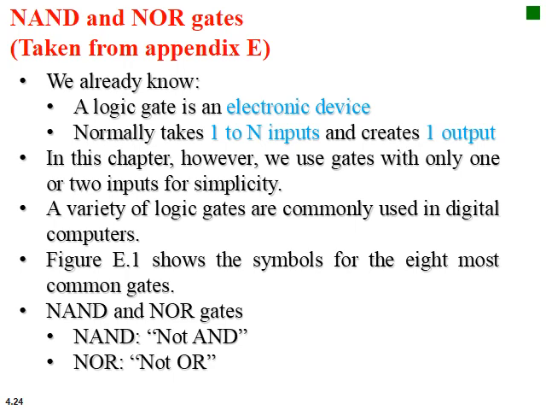A variety of logic gates are commonly used in digital computers, and today we're just going to look at NAND and NOR. Now, what do NAND and NOR actually stand for? NAND is short for not AND. So it's basically taking the AND operation and then not that. In other words, flip the bit. And NOR is short for not OR. So it takes the OR operation and nots that, or flips that bit.